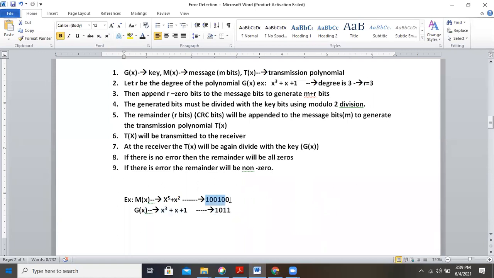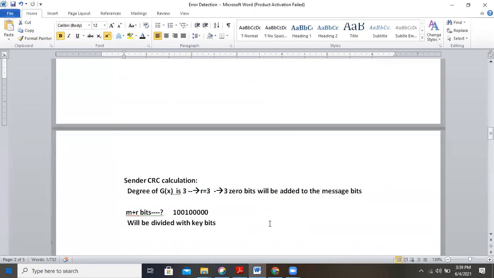Okay, now this is the message and this is the key. Now how do we generate this T of X? So for this, what is the step? What is the degree of the generator polynomial? So the degree of generator polynomial is 3. So how many bits we need to add? So 3 0 bits we need to add to the message. Okay, so here the degree of G of X is 3. So R is equal to 3. So 3 0 bits will be added to the message bits.